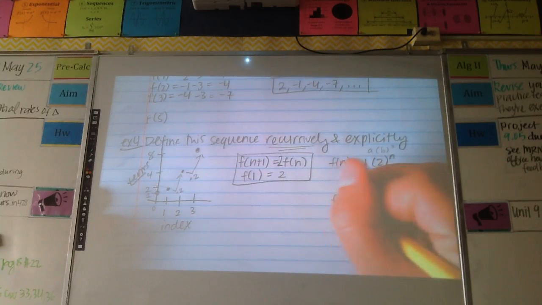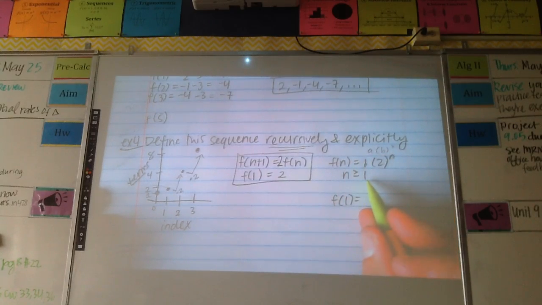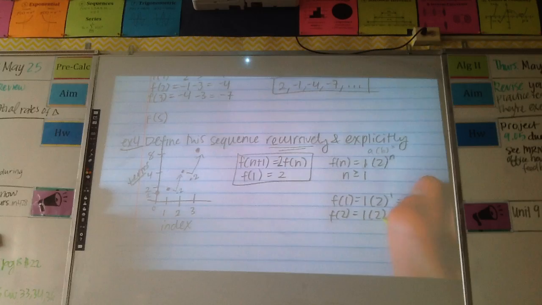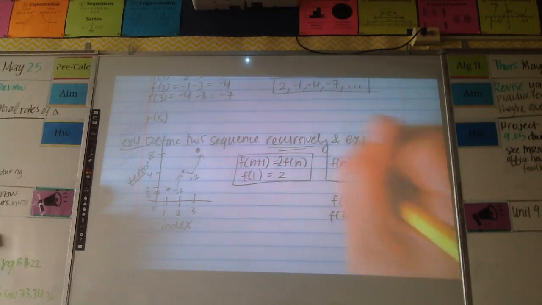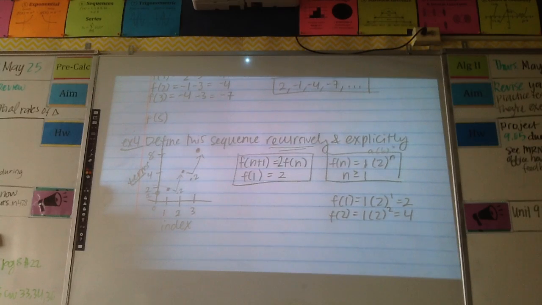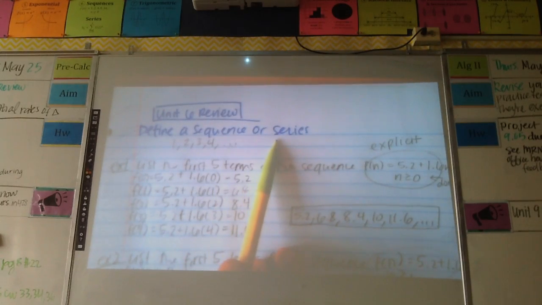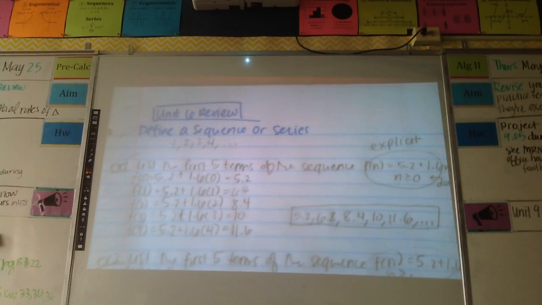Let's just double check. F of 1, the first thing I'm allowed to substitute, would look like 1 times 2 to the first power, which is 2. The next thing I'm allowed to substitute would be 2. Oh, yeah, this is the right pattern. Here's my explicit definition. Okay, now that's enough about sequences, which are, again, these infinite lists of numbers. Let's talk about series. A series is a sum of terms, meaning you're taking a bunch of stuff and you're adding it up.